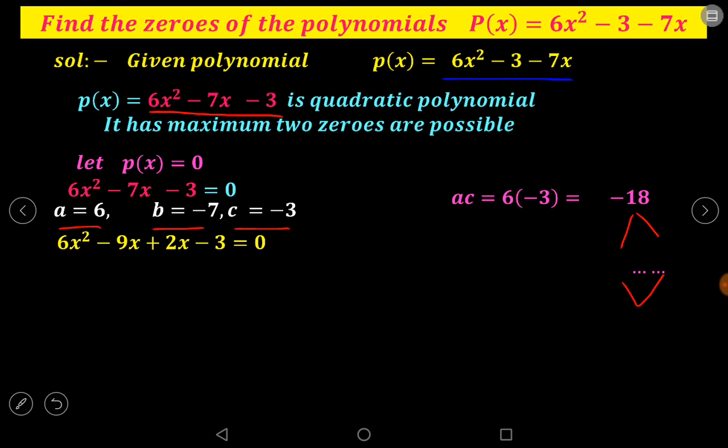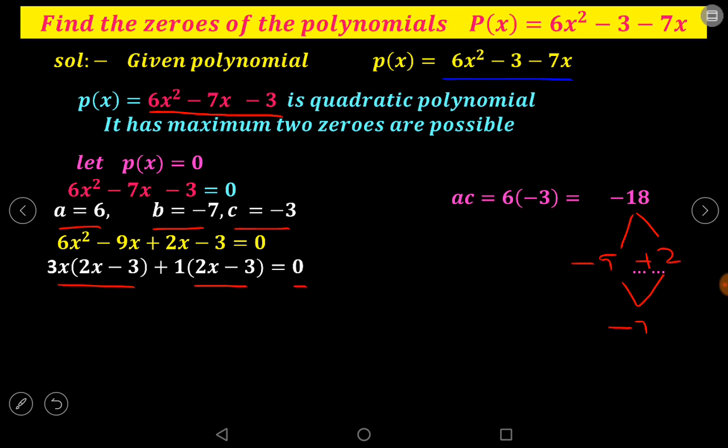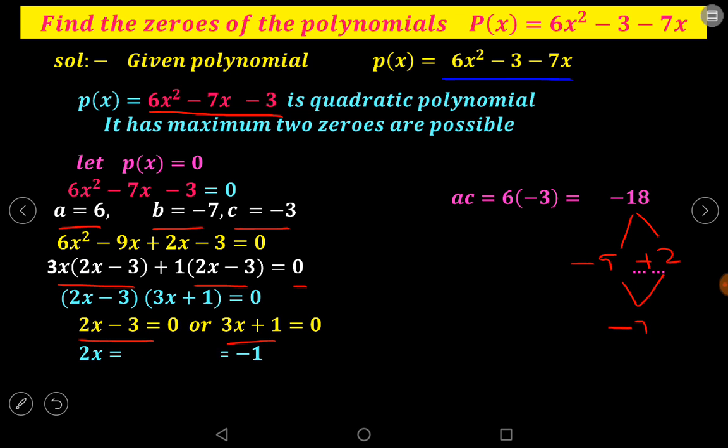So here the sum is minus 7, possible minus 9 plus 2. Okay. So 3x is common, 3x times 2x minus 3 plus 1 is common, 2x minus 3 equal to 0. So 2x minus 3 into 3x plus 1 equal to 0. 2x minus 3 equal to 0 or 3x plus 1 equal to 0. So 2x equal to 3 or 3x equal to minus 1. Transpose the 2 and the 3, coefficient is divided by the right side term. X is equal to 3 by 2 or x is equal to minus 1 by 3.